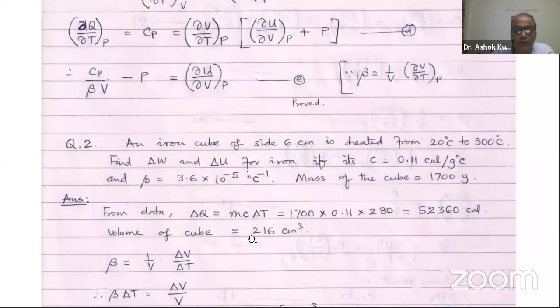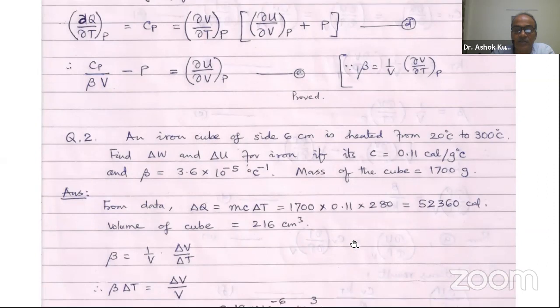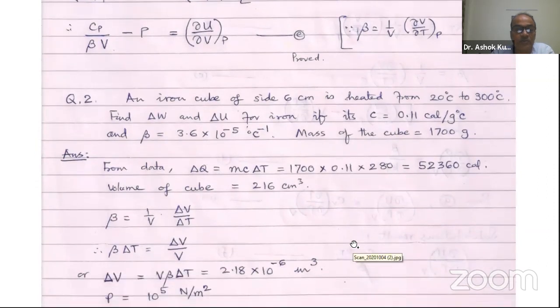And volume of the cube is 216 cubic centimeter. Now beta is 1 by V into del V by del T, or delta V by delta T, the rate of change of volume per unit change in temperature. So beta delta T is equal to del V upon V, or del V is equal to V beta delta T.